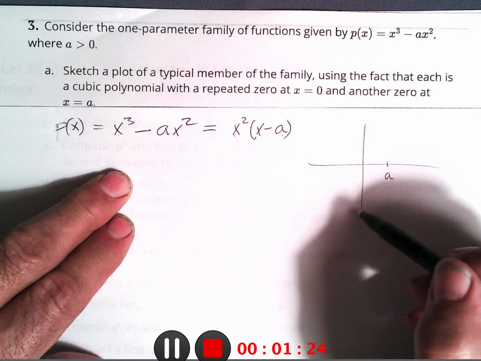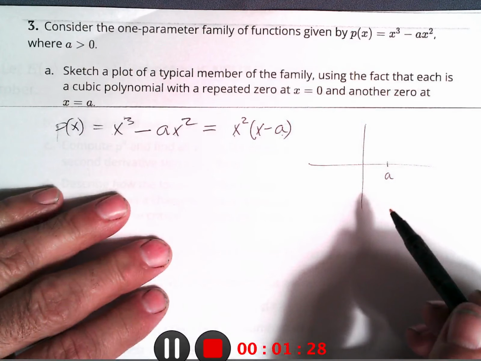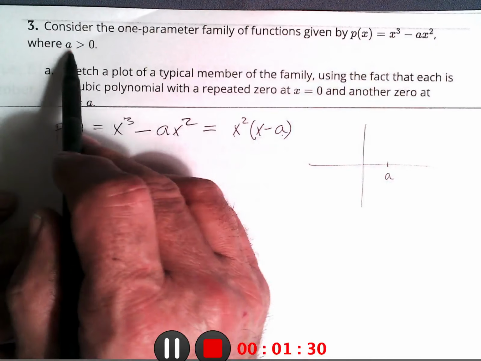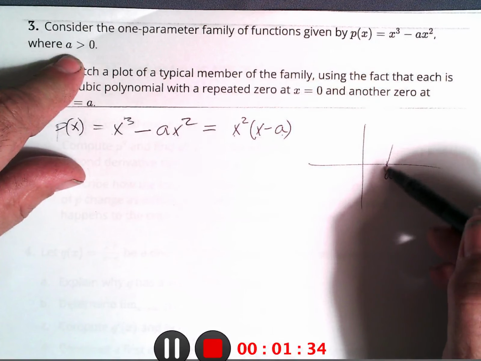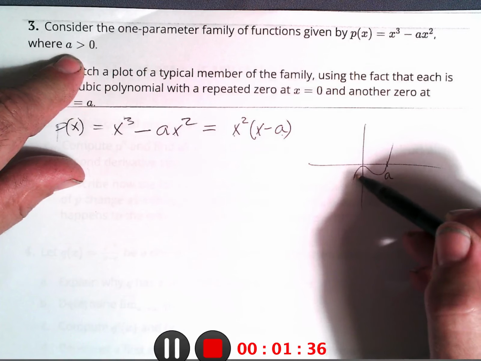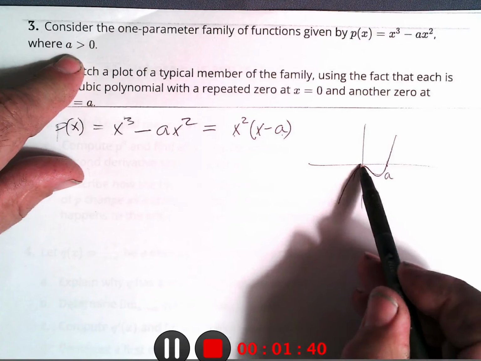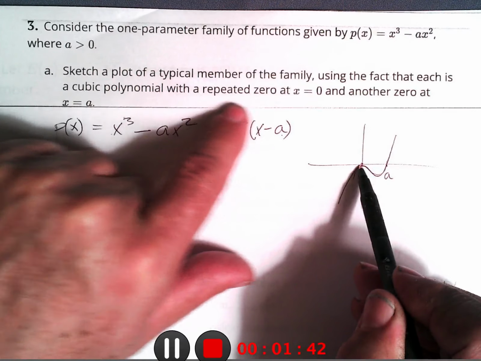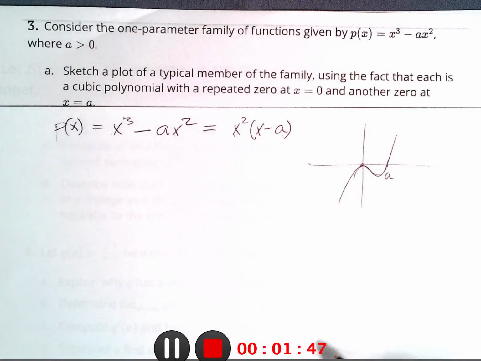let's see, repeated 0, okay, where a is positive, yeah. So it's got to go through here, and it's got to bounce at 0, so it's got to do something like this. And that's what a double 0 looks like, a repeated 0. And it's a double because it's x squared. So that's a typical member of the family.